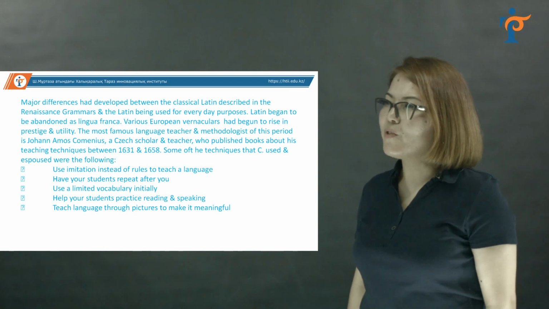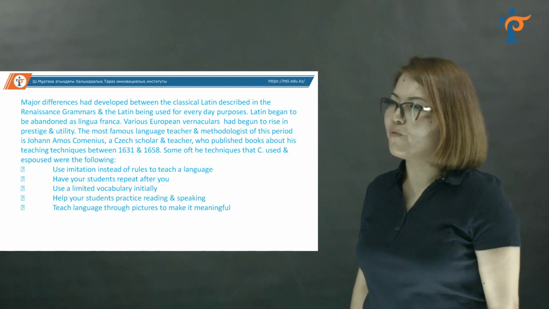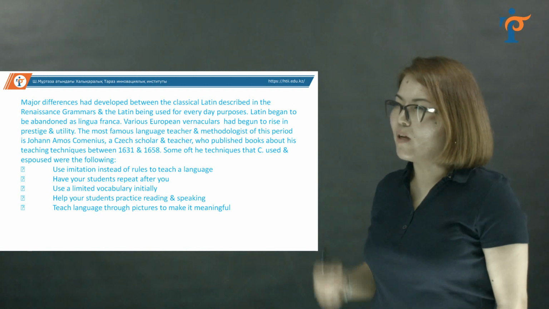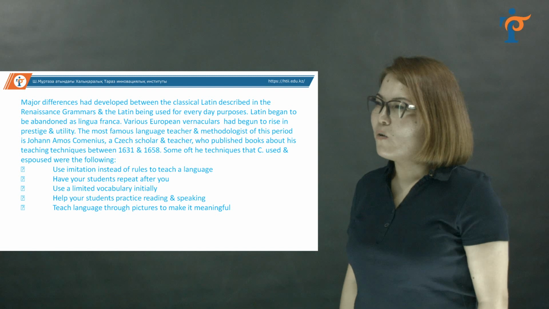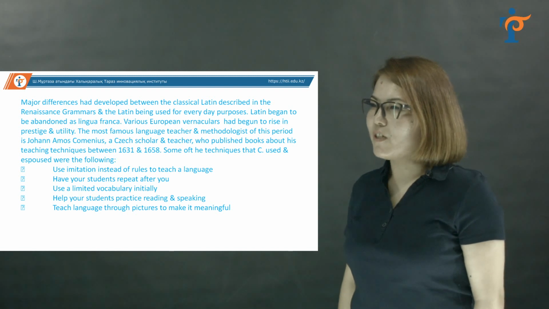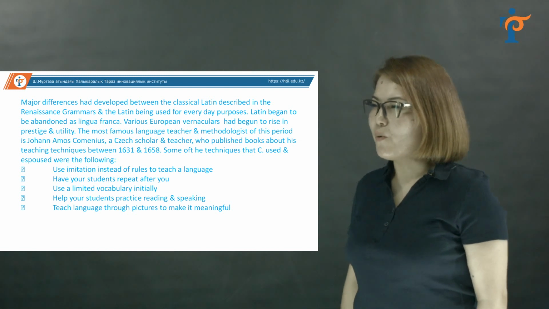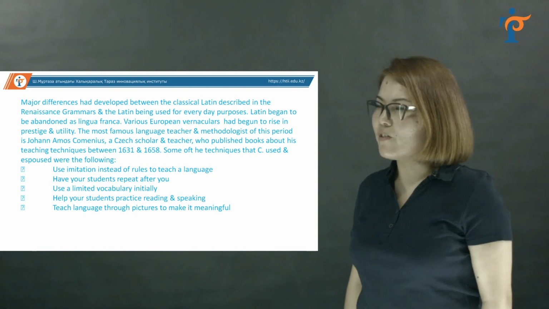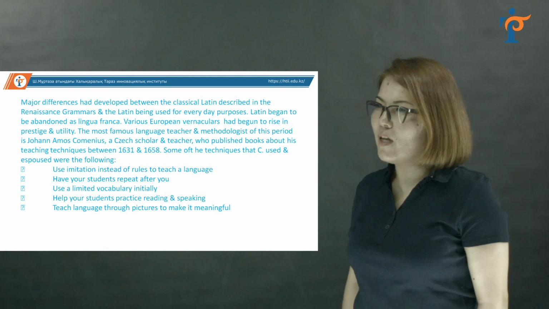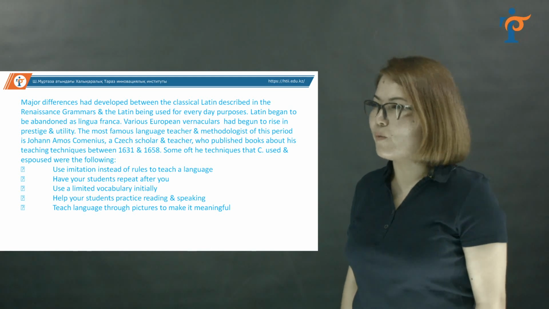One of the most famous language teachers and methodologists of this period is Johann Amos Comenius, a Czech scholar and teacher who published a book about his teaching techniques between 1631 and 1658. Some of the techniques that Comenius used and espoused were the following.